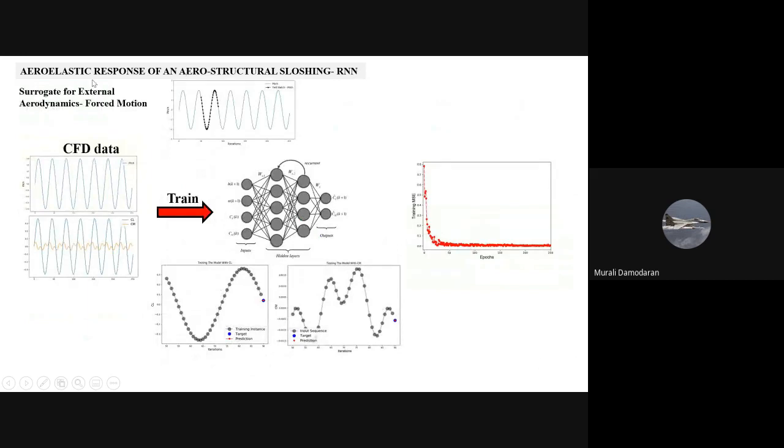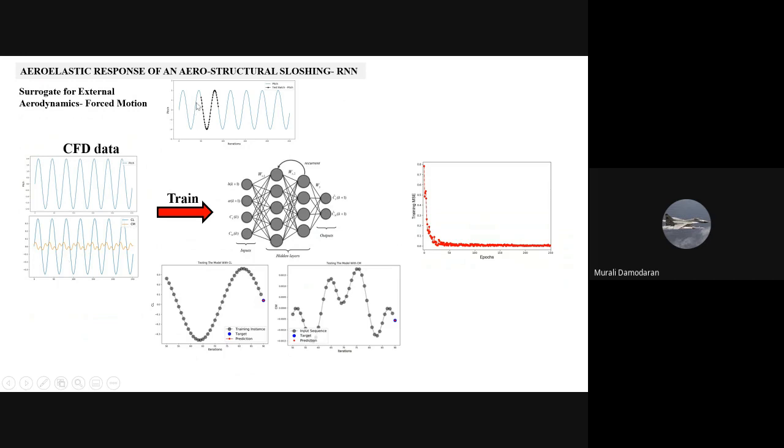So how good is it? Surrogate for the external aerodynamic force motion. We force it to move in a sinusoidal manner. That is the pitch. So I select some test data from this response. And so here you can see that if the airfoil is pitching like this, then the aerodynamic lift and moment coefficient vary like this, okay, because this is undergoing a periodic harmonic motion. So pitching like this is my CL and CM.